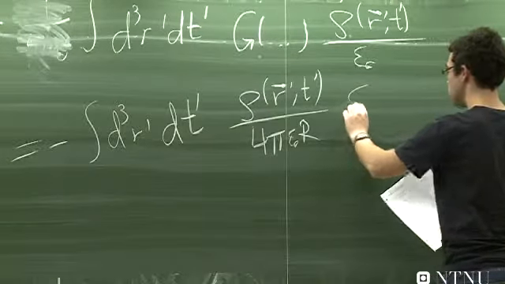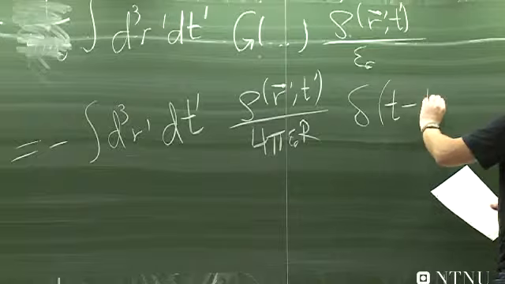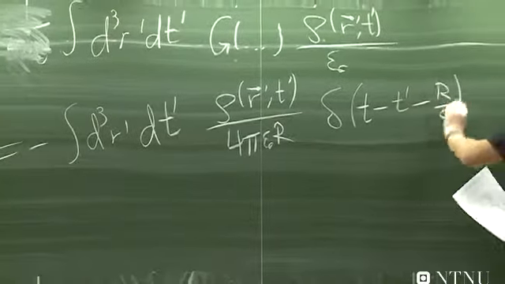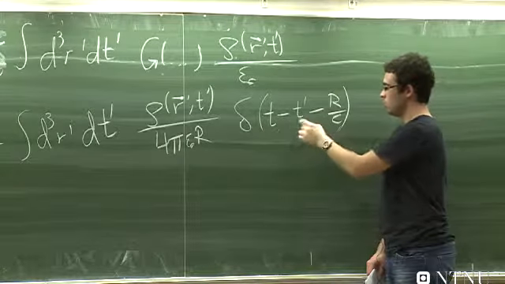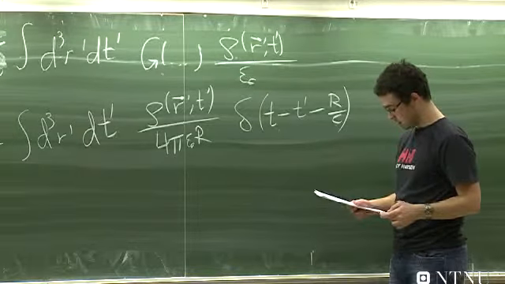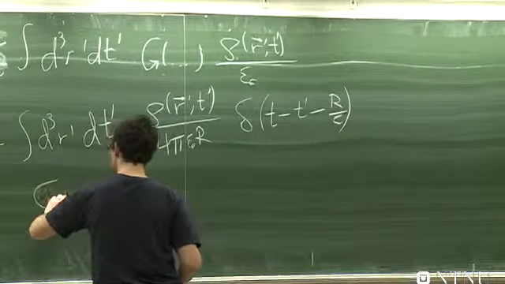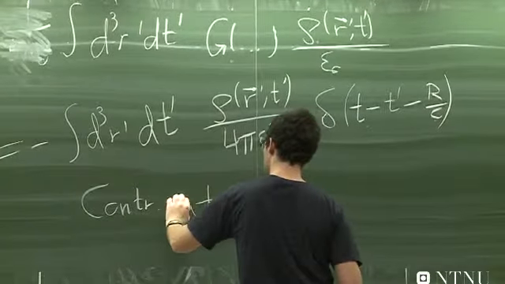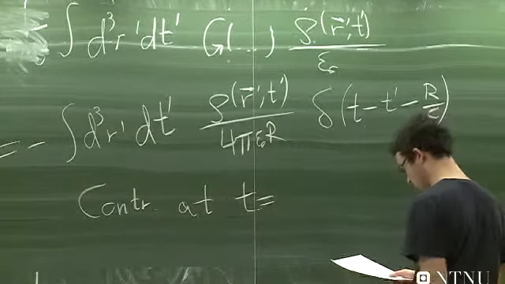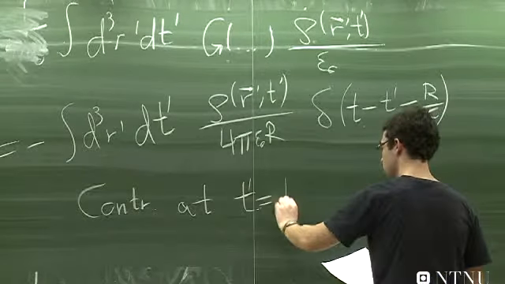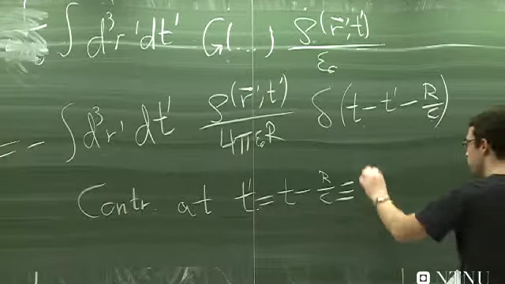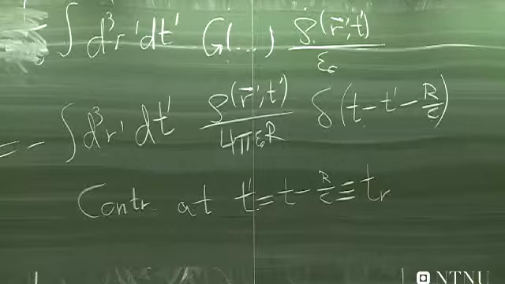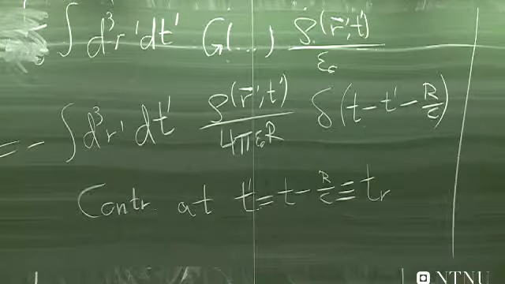And then there's a delta function in the Green's function, t minus t prime minus r over c. Now note that there's only a contribution when t prime is equal to t minus r over c. But this is exactly the retarded time, t_r. Okay, so I just integrate over the time because it's just a delta function, it's easy.